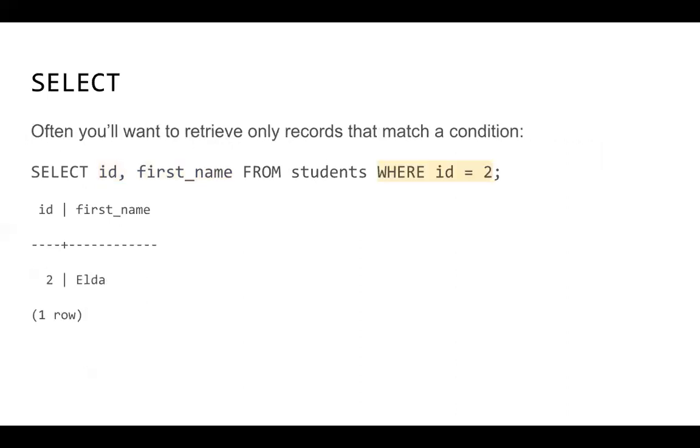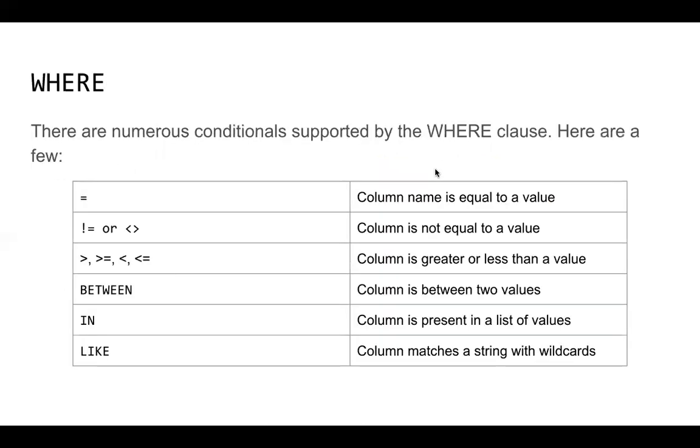Often you only want to retrieve records from students that match a condition. So if we just wanted Elda's ID and first name, we would say select ID and first name from students where ID equals 2, or where first name equals Elda, but there might be more than one student named Elda. That's why we use the ID instead. So the where operator is very useful. There are many conditions that it supports.